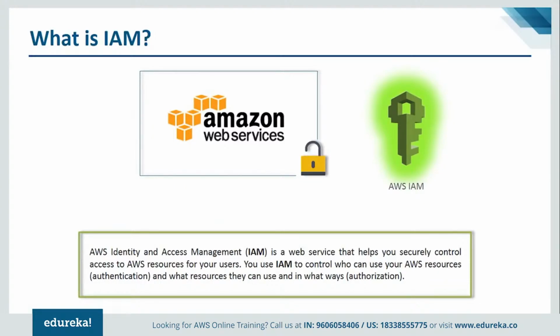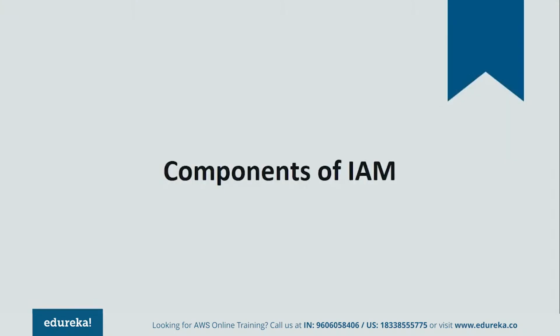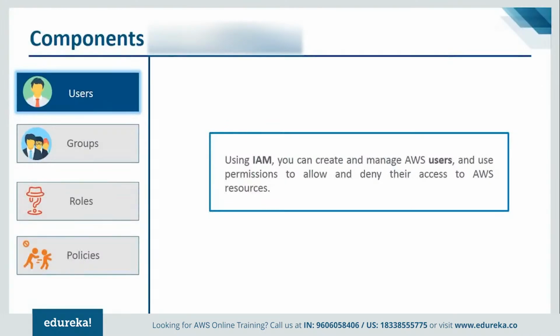But IAM is not only about creating users and creating policies. There is more to IAM, right? And hence we'll be discussing the different components of IAM now. So let's go on and see what the different components are. There are basically 4 different components in the IAM service. The first is users, then we have groups, then we have roles, and then we have policies.